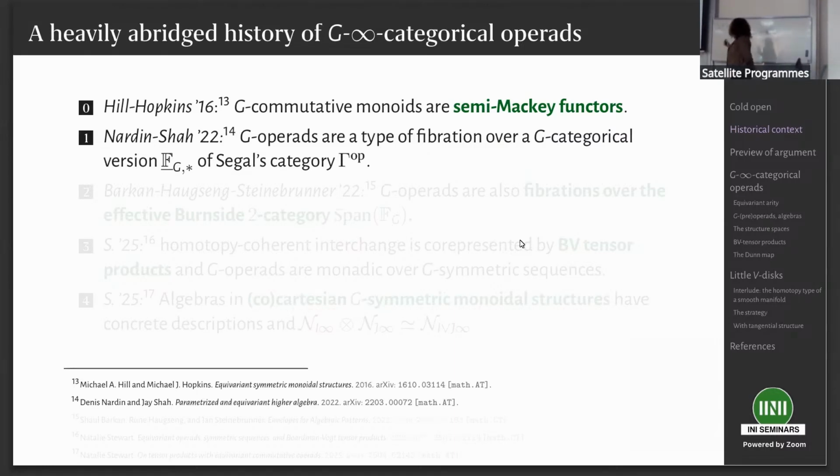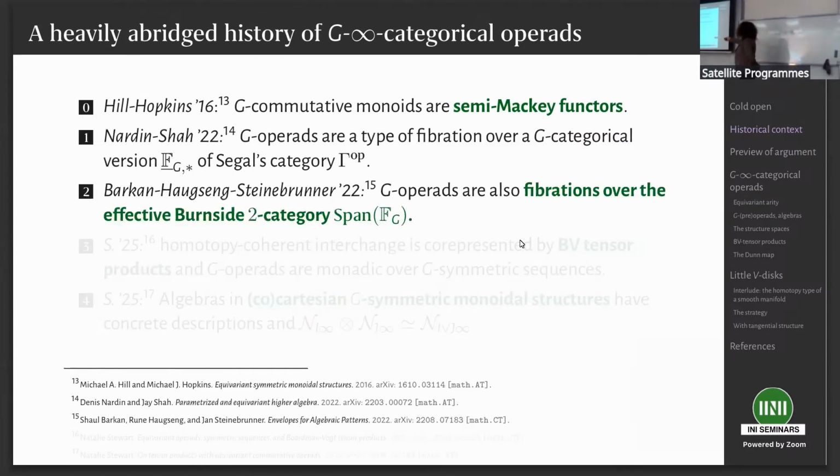In particular, Lurie's model comes from thinking about special Gamma spaces and the category Gamma-op and talking about some kind of fibrations over it. They do some kind of fibrations over some kind of genuine equivariant version of Gamma-op. I think that that's really hard. So I'm happy that Shay Barkan, Rune Haugseng, and Jan Steinebrunner came later the same year and proved that you can do it all over the effective Burnside category instead.